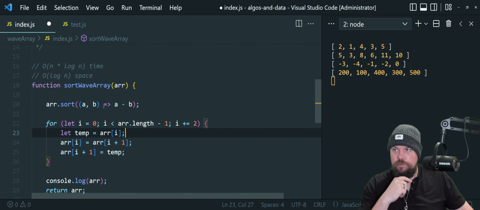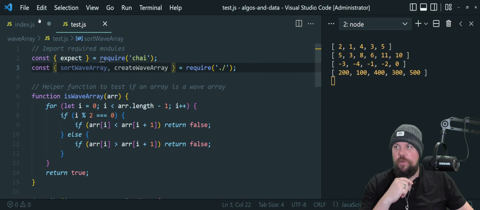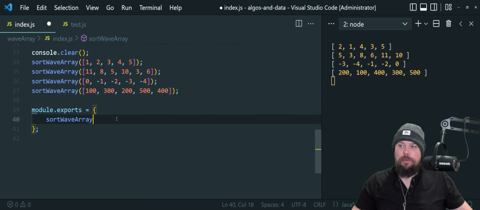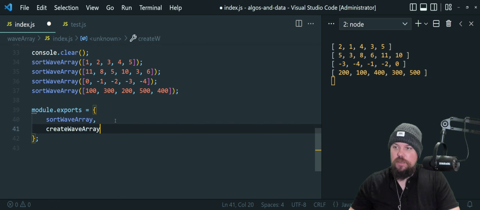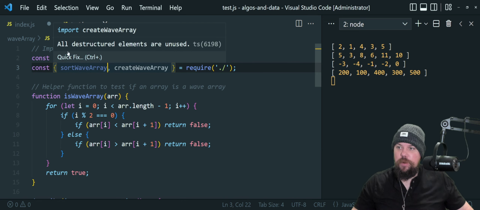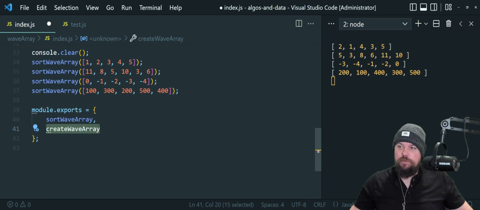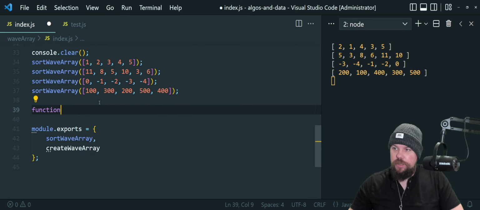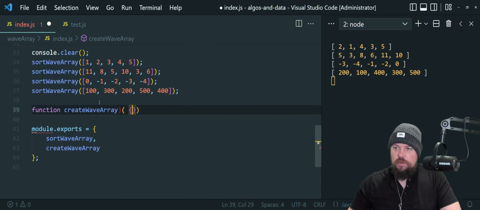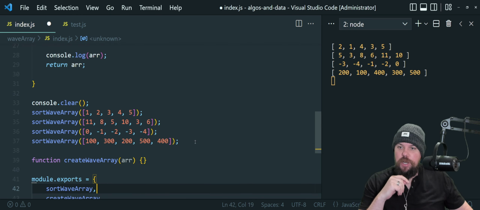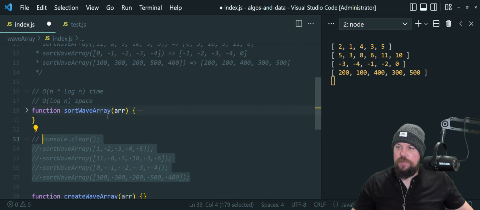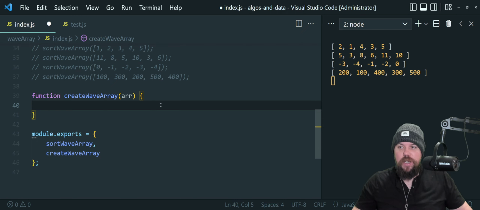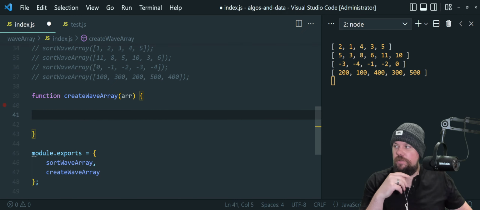So, what did I call it for my testing? Create wave array. Okay, for testing purposes I want to make sure my function names are consistent. Create wave array. Okay, cool. Now, function createWaveArray will, just like our previous one, require an array to do its job. I'm going to go ahead and comment that stuff out for now. I'm going to collapse this for now, and we're going to focus on create wave array.